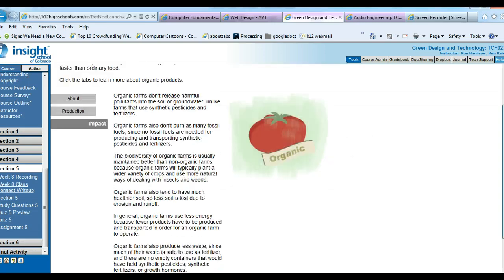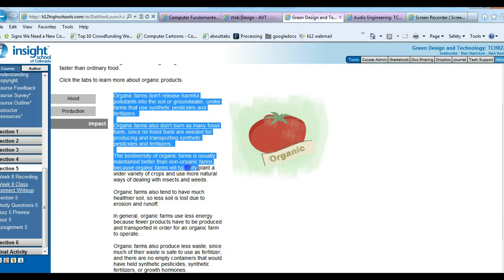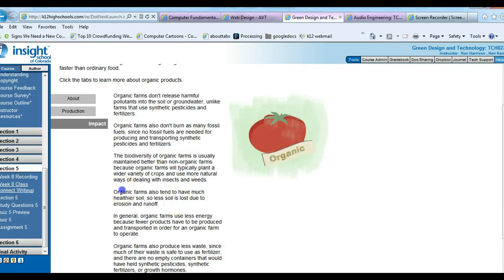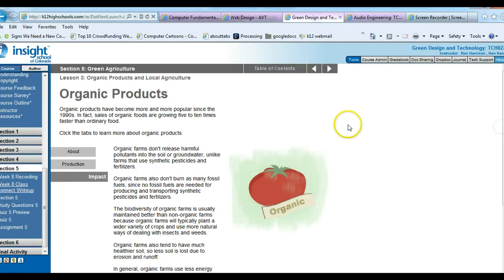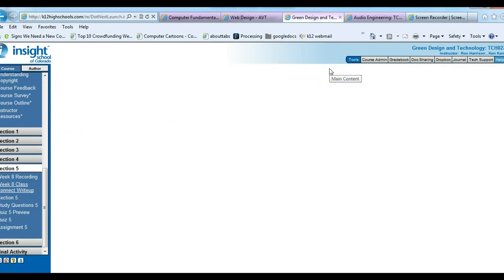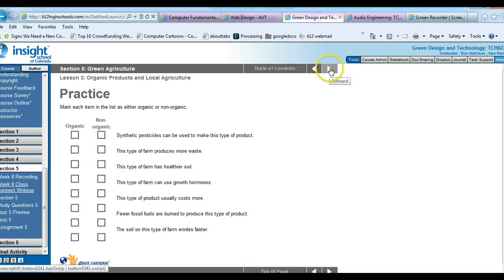And the impacts, you read the impacts about this, the positive impacts of organic farms. Healthier soil. They use less energy because they don't have machines generally that are going to be spraying the pesticides and things like that. They may also produce less waste. So there are lots of positive things with organic products. So do this practice activity.